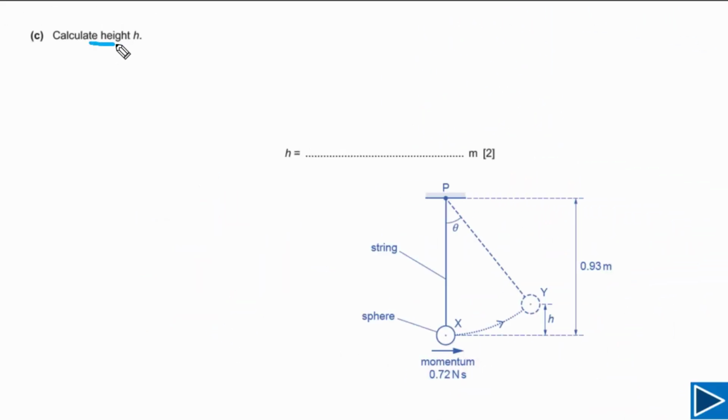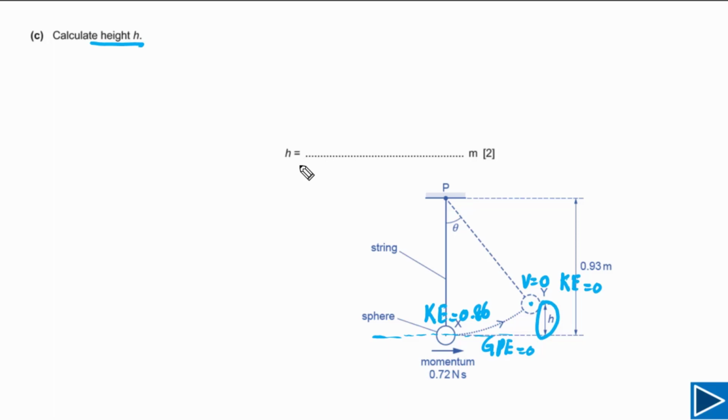For part C, we need to calculate height h, which means we need to find out the value of this small h. For this question, it is given to us that the kinetic energy at point x is equal to 0.86, and when the ball reaches point y, the speed of the ball is equal to 0. It simply means that the kinetic energy at this point is equal to 0. We can take this reference line where we can assume that the gravitational potential energy is equal to 0. But it is also given to us for this question that there is no air resistance.